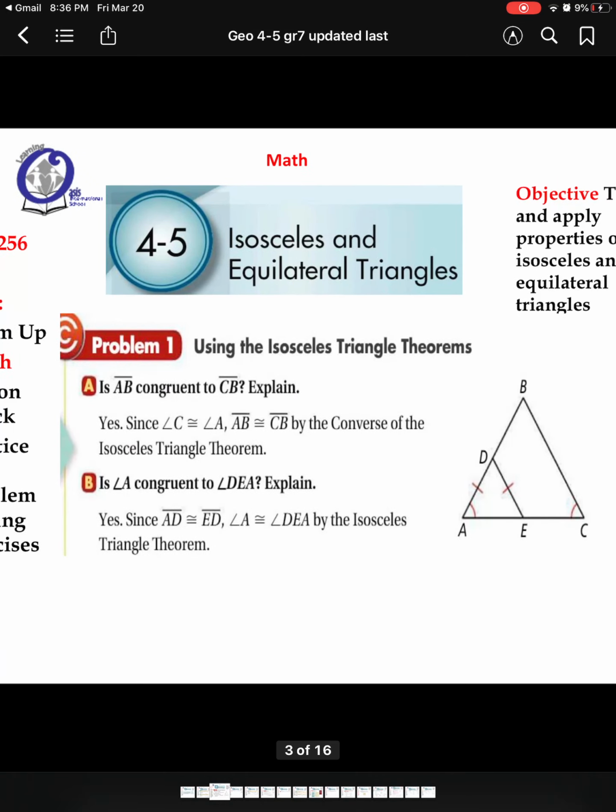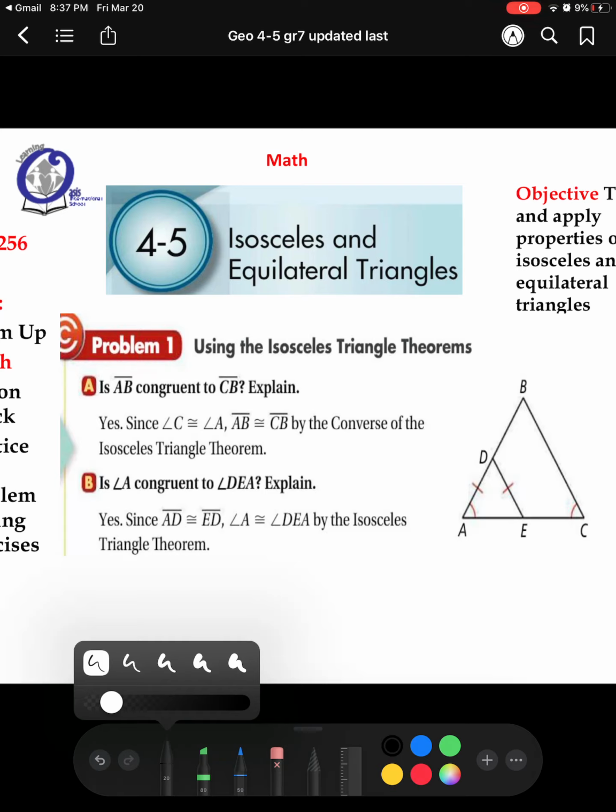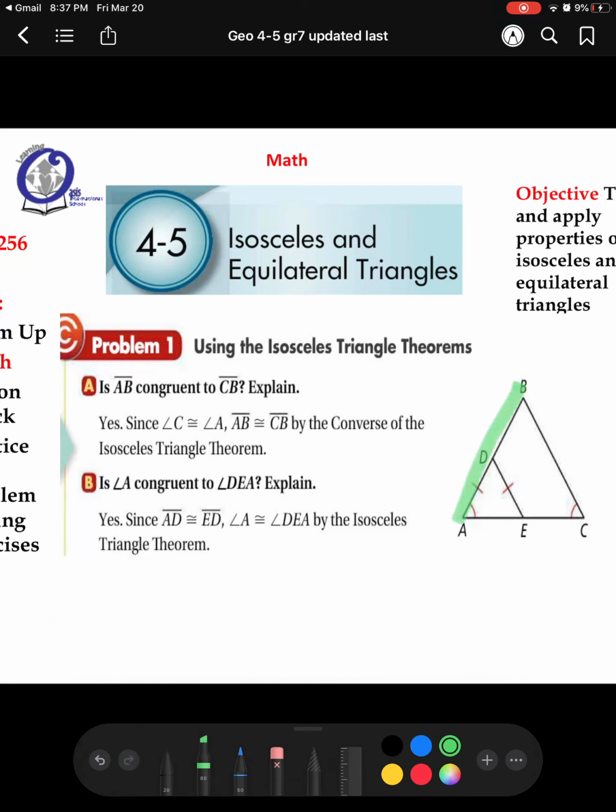He's telling me, using the isosceles triangle theorems in problem number 1, he's asking me, is AB congruent to CB? AB and CB are sides. So this means he's asking me, is the triangle isosceles? I have only one way to check: the base angles are congruent. If the base angles are congruent, then I'll say that yes, it's isosceles. So I will see that AB, this is AB, and CB. He's asking me about those.